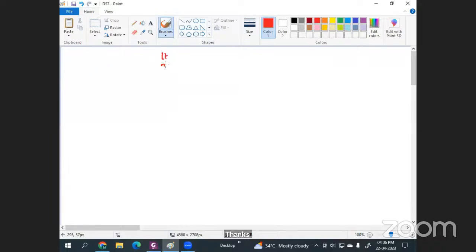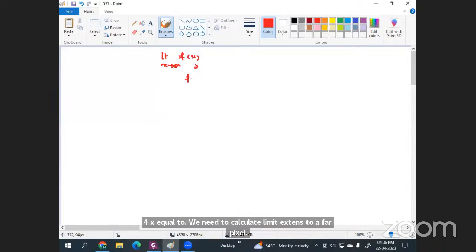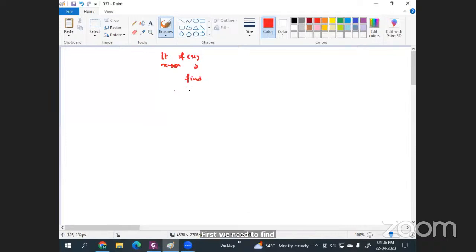Limit x tends to a, f of x equal to. We need to calculate the limit as x tends to a of f of x. First, we need to find f of a. That is, put x equal to a.